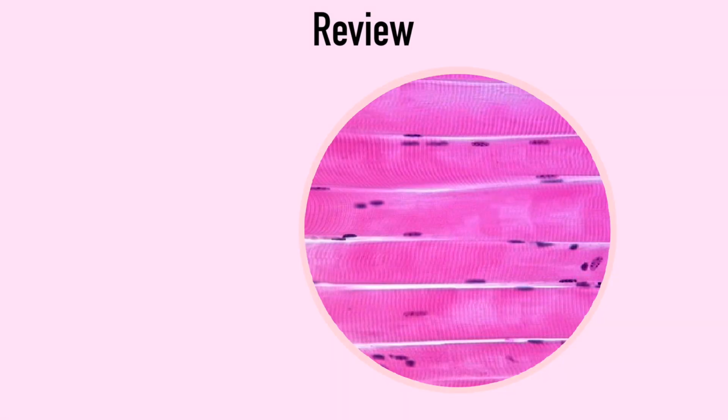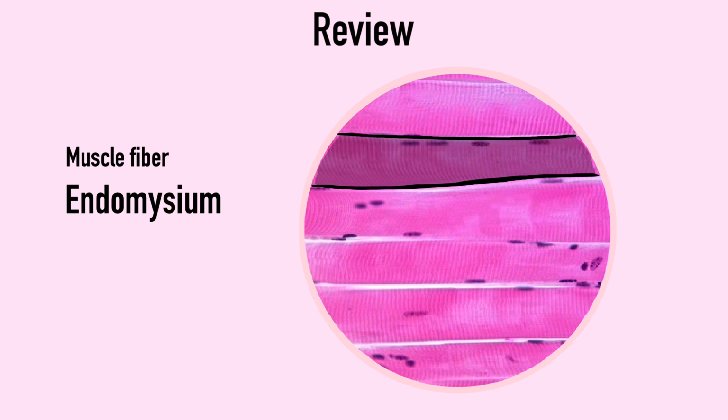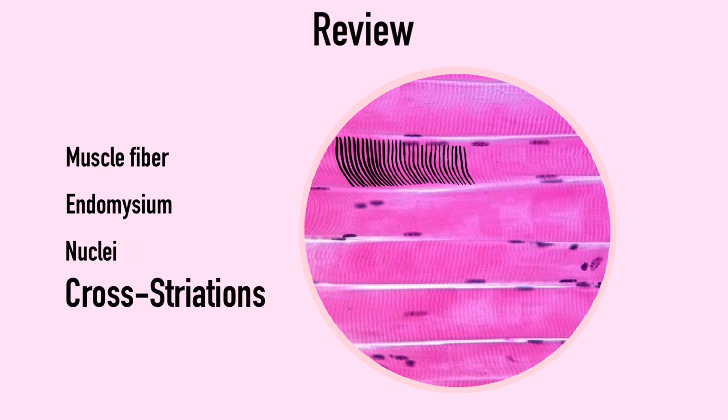Now let's review the four features of skeletal muscle. On a slide of skeletal muscle under microscope, you can see muscle fibers that look like separated tubes, endomysium that individually wraps muscle fibers, multiple peripheral nuclei on the surface of muscle fibers, and finally cross striations.